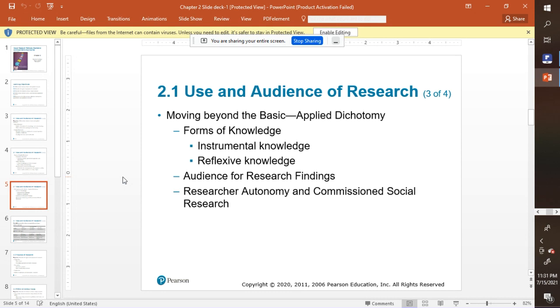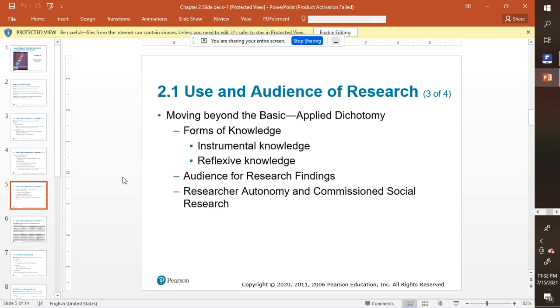It's argument or debate, analyzing an event, trying to use certain theories, concepts, and models to buttress your point or to prove your point. This is totally different from instrumental knowledge. Reflexive knowledge has to have certain theories, concepts, and models when used or applied.